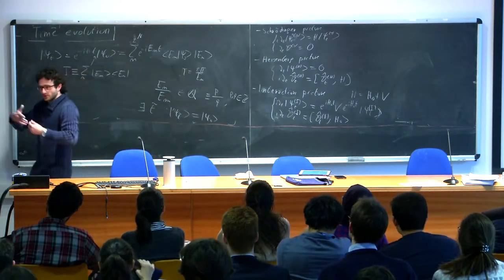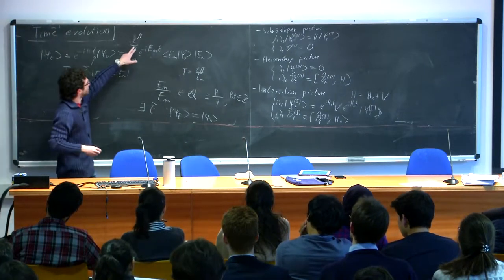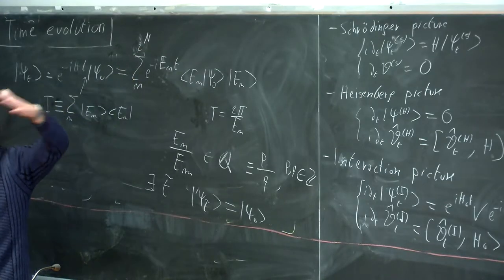So for these states, you see that there is always this time, which can be very large, because you should consider that here we are taking into account 2 to the capital N states.